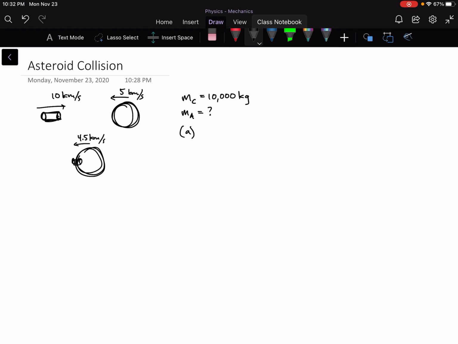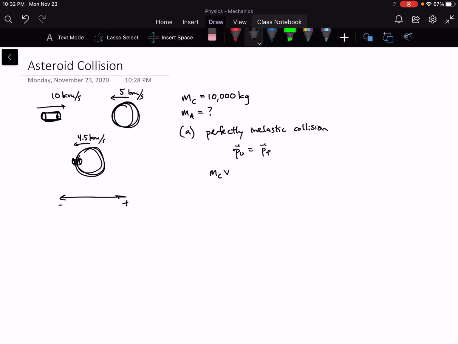Okay, well, this is a perfectly inelastic collision because they stick together and move as one afterwards. And that means that we can apply conservation of momentum. And m sub c is moving to the right. We'll call that positive, to the left negative.